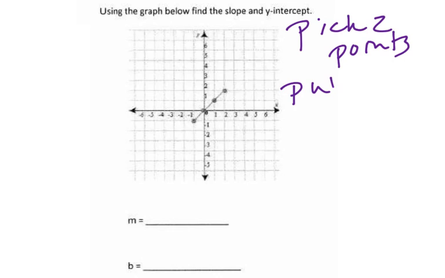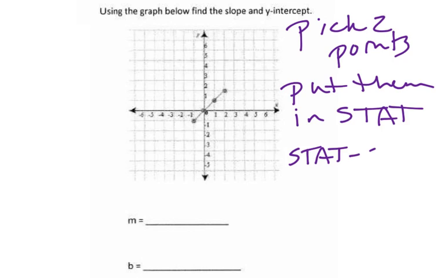You want to put them in stat on your calculator. Then you're going to go to stat, calc, 4. A is m because it's your slope, and b is b because it's your y-intercept. So let's go to stat, edit, go up and clear everything out. So go to L2, clear enter, go over to L1, clear enter.